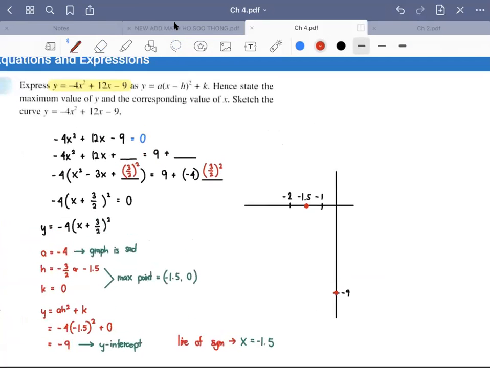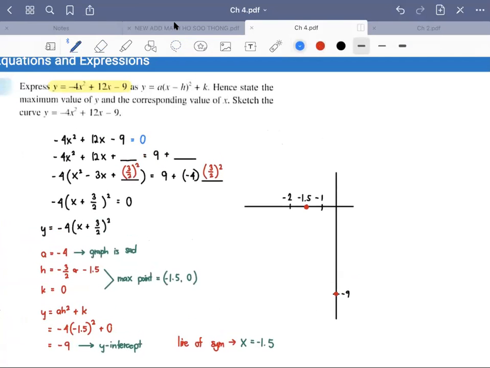And then what's next? The line of symmetry, -1.5. Just draw a straight vertical line. The line of symmetry is always vertical. So x is equal to -1.5. And then you draw half of your curve now from the maximum point intersecting the y-intercept, something like that. Of course, it won't be perfect, but at least we can try.